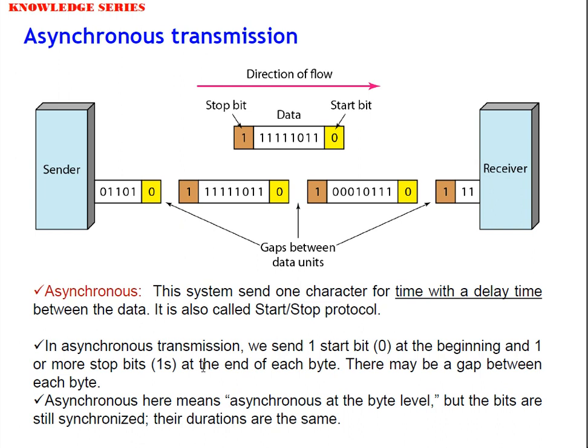In asynchronous transmission, the start bit is a 0 and the stop is a 1 bit, and there may be a gap between each byte. This collection of bits is a byte. Asynchronous means asynchronous at the byte level. So this is one byte, then another byte. Between these two there will be no proper synchronization.